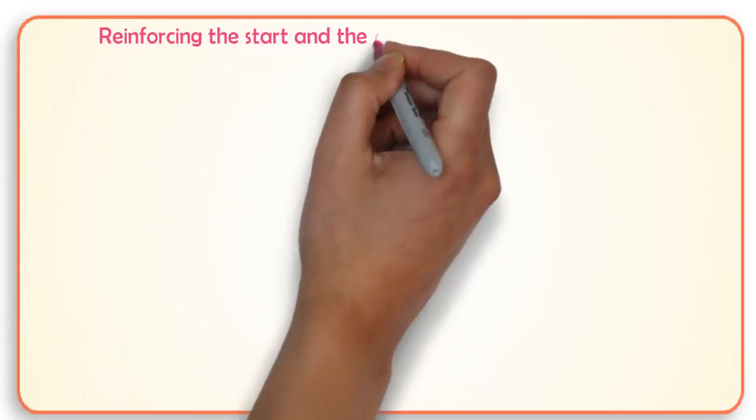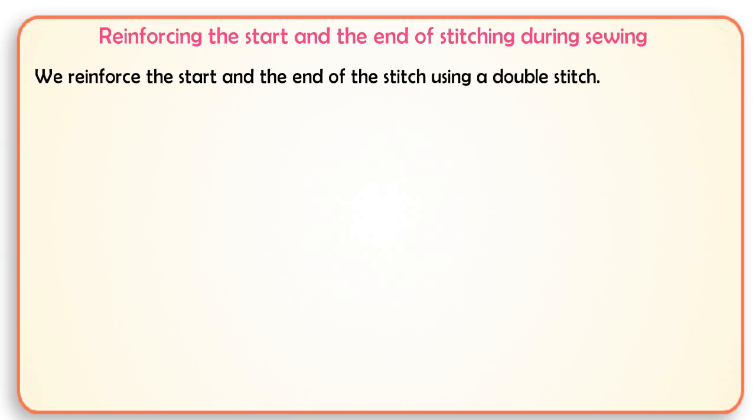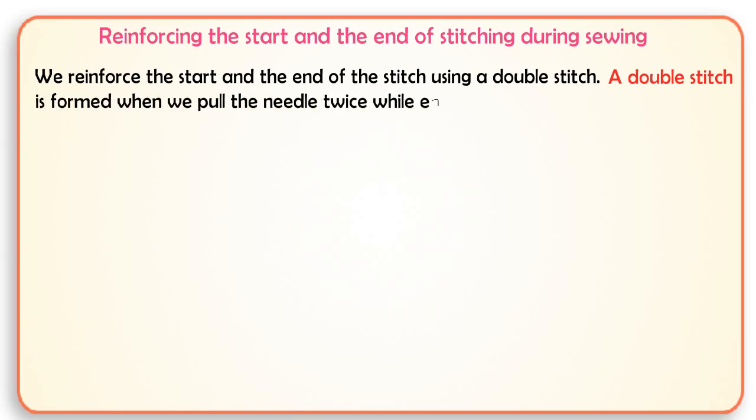Reinforcing the start and the end of stitching during sewing. We reinforce the start and the end of the stitch using a double stitch. A double stitch is formed when we pull the needle twice while ensuring that the thread does not come out of the fabric completely.